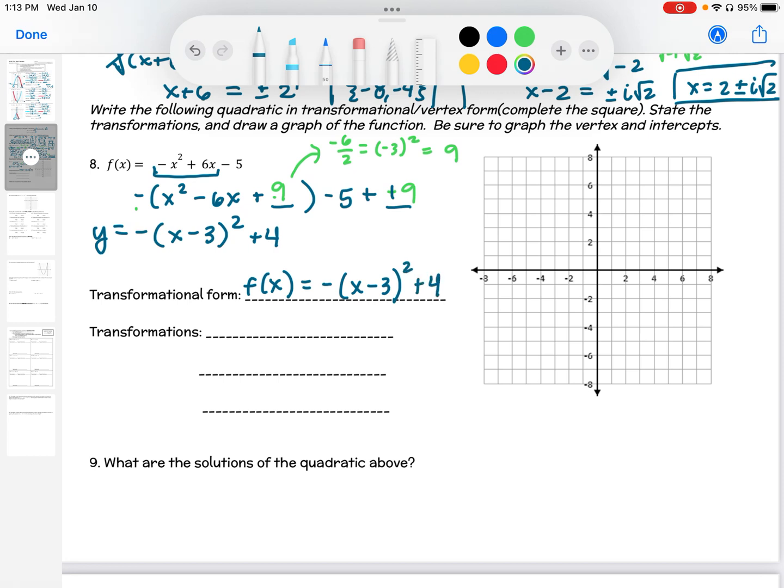All right, and now we need to list out the transformations that we have. So this first transformation, this negative on the outside, that is going to be reflecting over the x-axis. This one right here, that minus 3, is going to move us to the right 3.